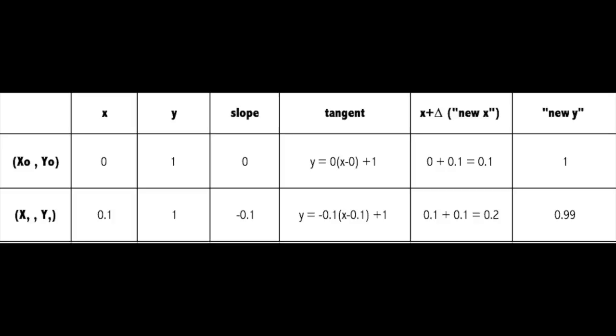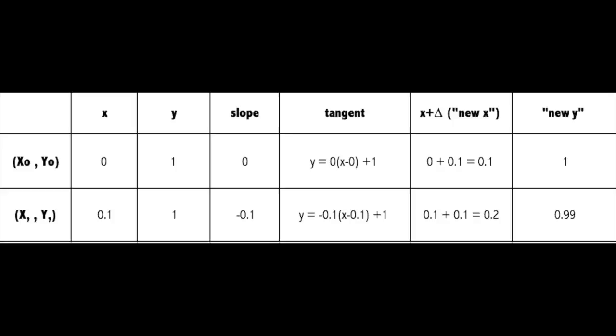Then we move on to x plus the change in x, which is kind of like our new x. We take our x value, which is 0, and our change in x, which is 0.1 in this case, because we have two steps of equal width and we're looking for the value when x equals 0.2. When we add that to 0, we get 0.1. That's our new x. For your new y, you just plug your new x value into the equation for the tangent line, and whatever number you get is your new y. So we get our new y to be 1.